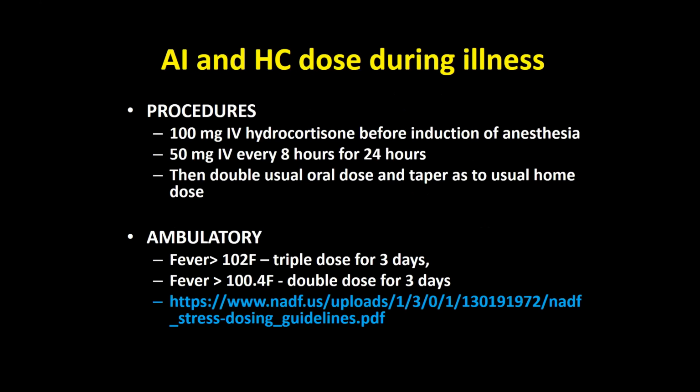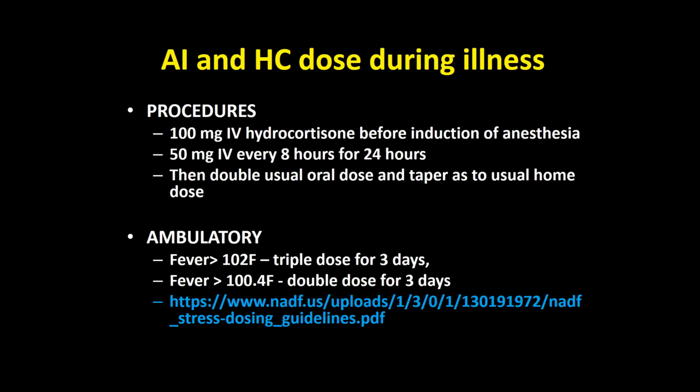During acute illness, when someone's acutely unwell with adrenal insufficiency, particularly for someone who's having a procedure, we often give a stat dose of IV hydrocortisone before induction of anesthesia, and that will be 100 milligrams of hydrocortisone, and then 50 milligrams every 8 hours. And then a standard approach, once the patient's eating and drinking, will be to double their usual oral dose for a period of around 3 days, sometimes longer, and then taper to the home dose.